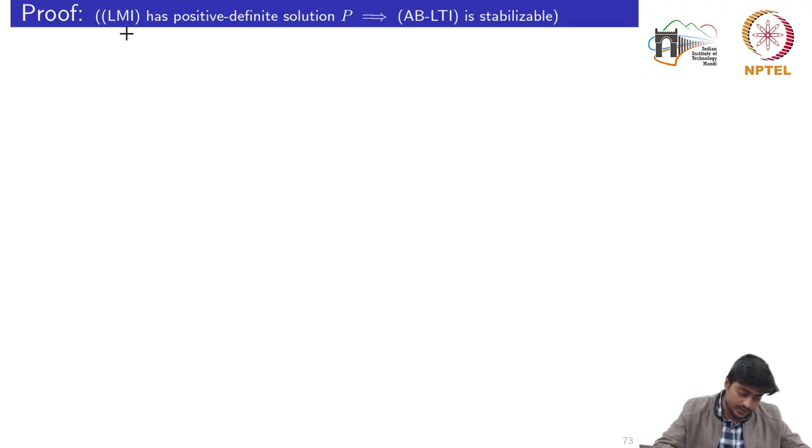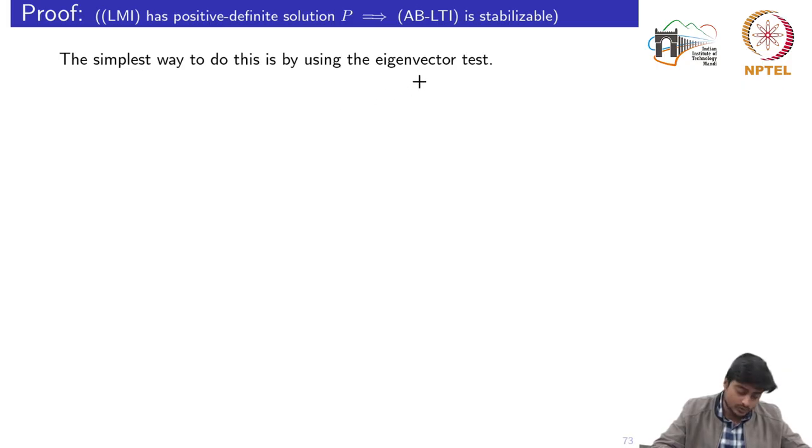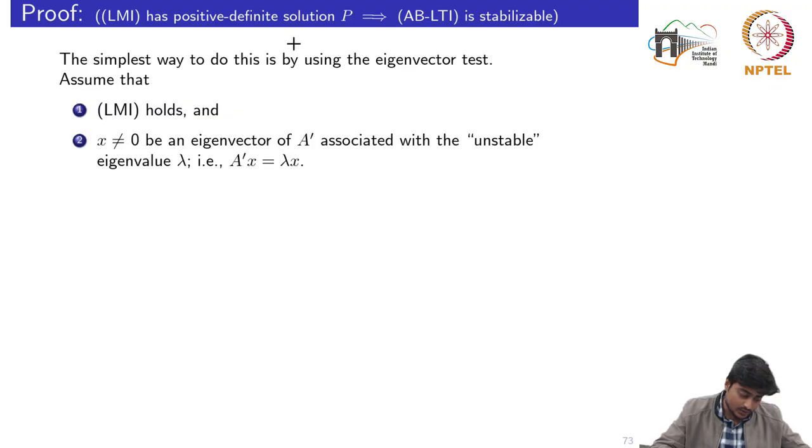So the first implication is that the LMI has a positive definite solution matrix P, which implies that the pair AB is stabilizable. So again we would be using this eigenvector test to prove this part. There are two assumptions here, of which the first one is already given here, that the LMI has a positive definite solution P. It means that the LMI holds. Okay, the second part is that there is a non-zero vector X which happens to be the eigenvector of A transpose associated with the unstable eigenvalue lambda, that is A transpose X is equal to lambda X. Okay.